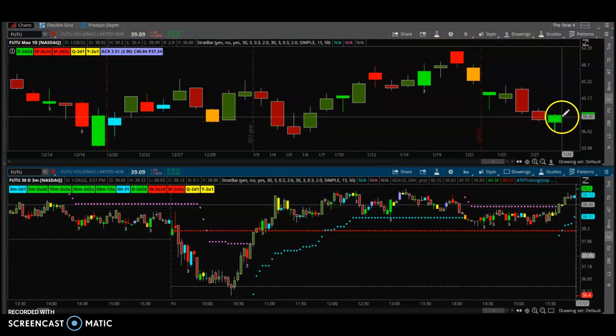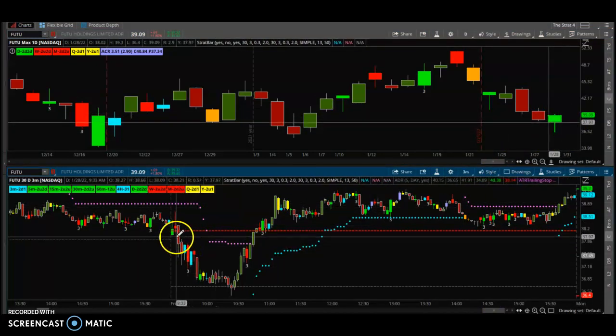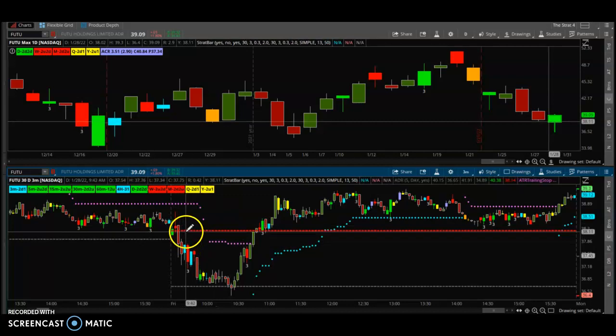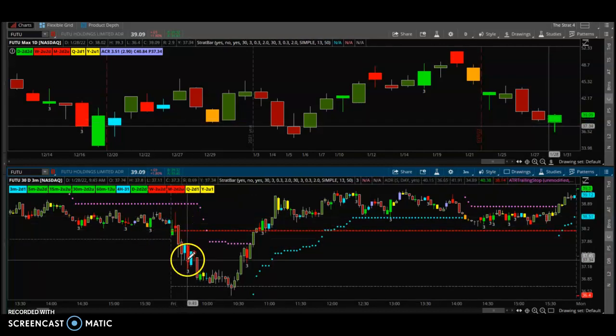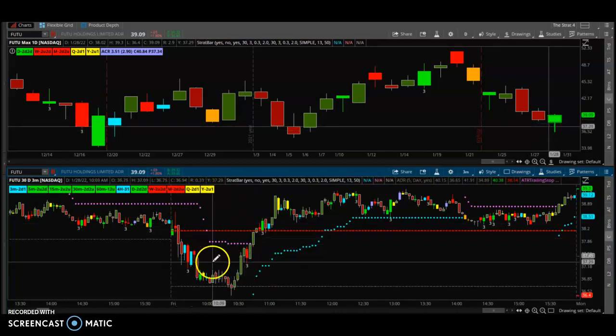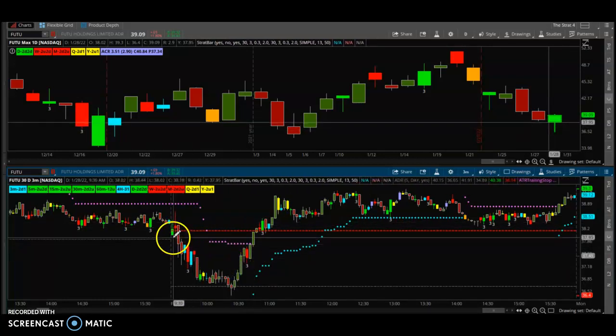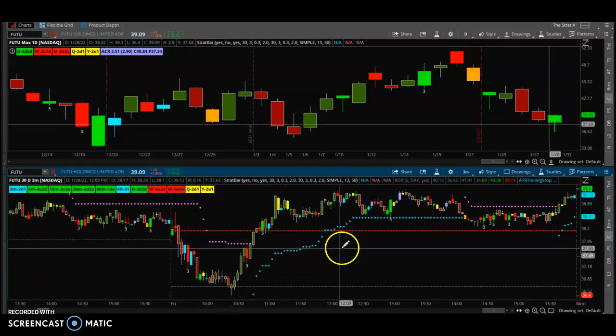This was actually another gap fill. The price opened below the previous day's low, went up, and then down, presenting a nice profit opportunity.